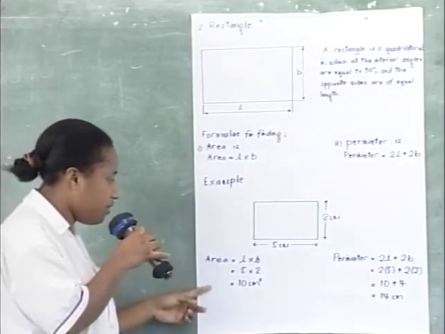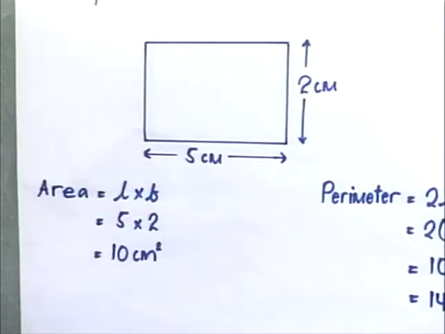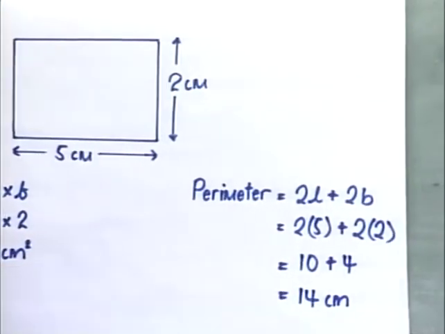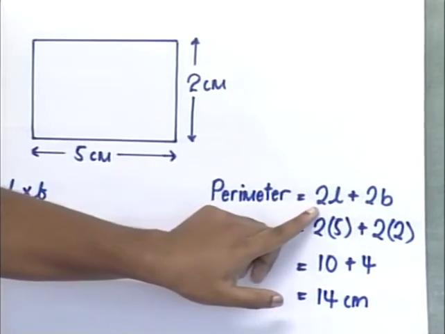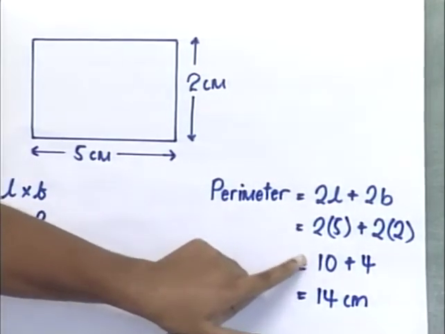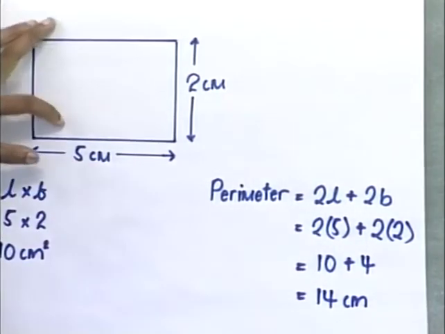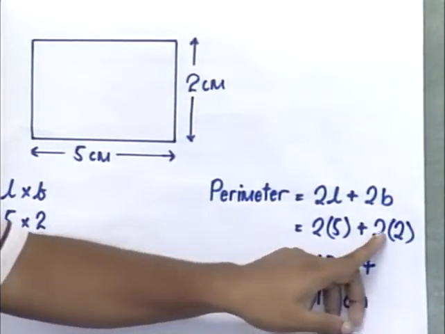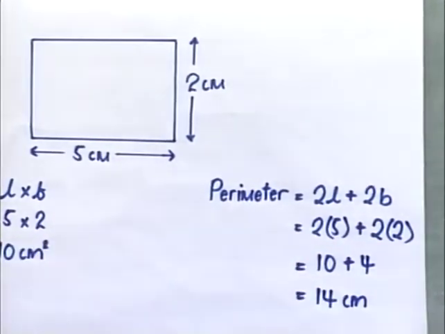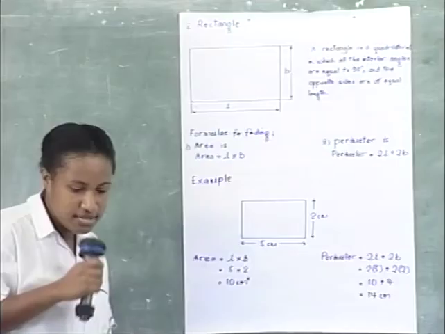So our example is based on this rectangle. To get the area, because it's length times the breadth, we used 5 times 2 to give us 10 square centimeters. And for the perimeter, because the formula says 2 times L plus 2 times the breadth, we multiplied 5 by 2 and 2 by 2, and we got 10 plus 4, which gives 14 centimeters.